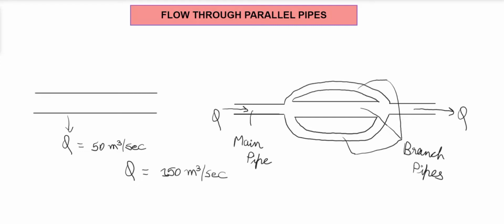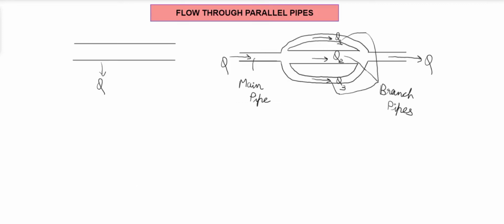Now suppose the discharge in the first branch pipe is say Q1, then in the second branch pipe it is Q2 and in the third branch pipe it is Q3. So the total discharge here will be the sum of this Q1, Q2 and Q3. That is, I can write here that the rate of flow or the discharge Q will be equal to the summation of these three, which is Q1 plus Q2 plus Q3.